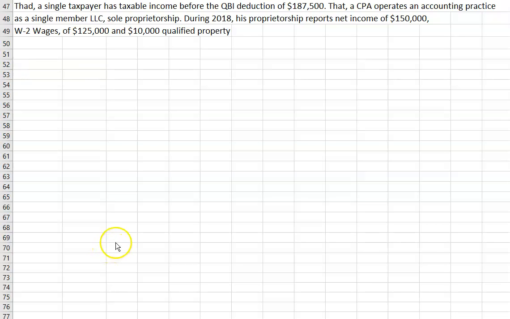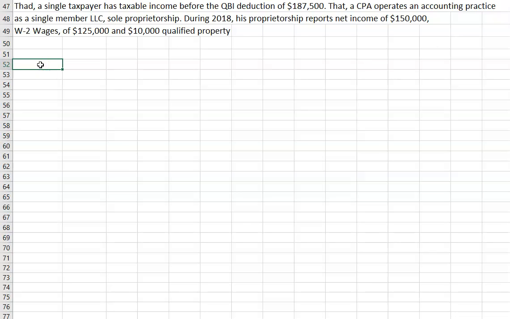Okay, so I found a problem that lets us practice the specified service within that phase-in period. So we're going to work this problem together. We have Thad, a single taxpayer. He has taxable income before the QBI deduction of $187,500. So I'm just going to start writing down my important information.